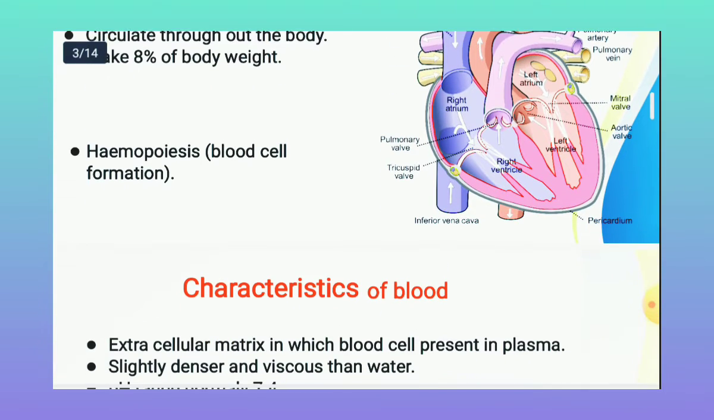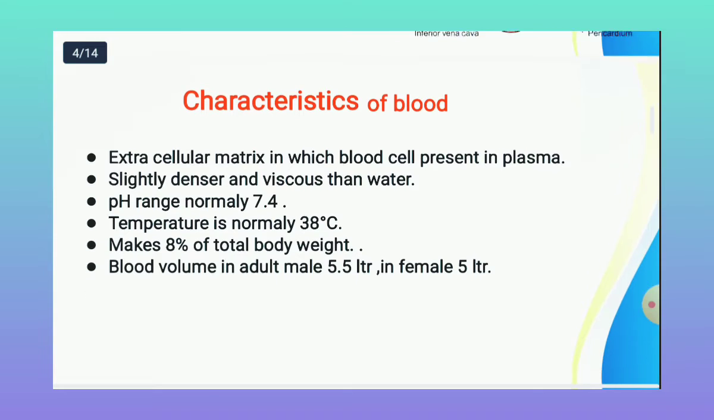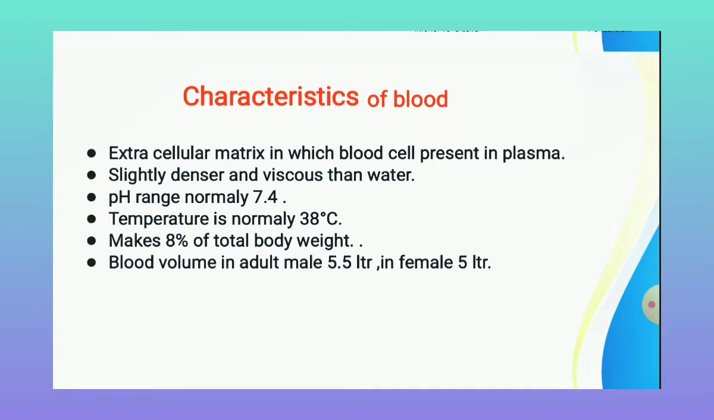So next, the characteristics of blood. Blood is an extracellular matrix in which blood cells are present in plasma, slightly denser and more viscous than water, and the pH level of the blood is 7.4, and the temperature is normally 38 degrees Celsius, and again 8% of the total body weight is made by the blood, and the blood volume is 5.5 liters in males and 5 liters in females.